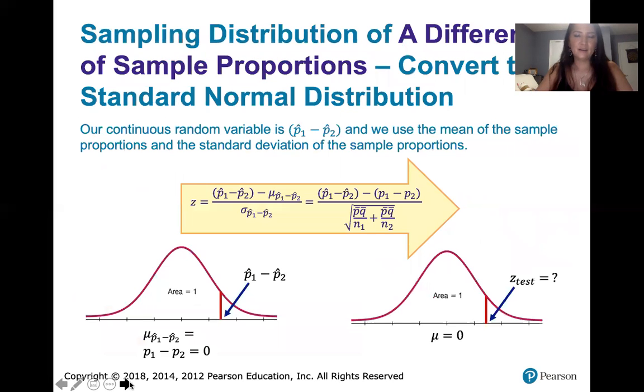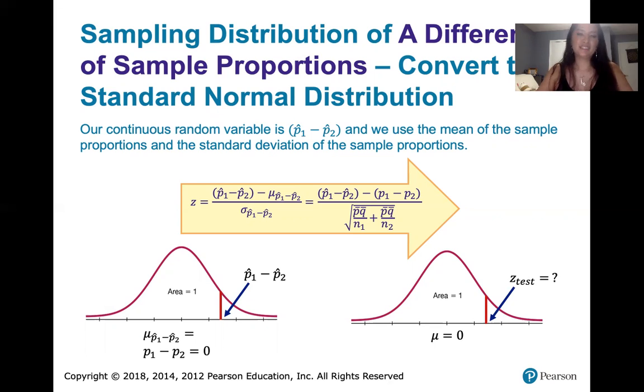Okay, so we're looking at this distribution of this difference between sample proportions over here. And then we're looking at this P1 hat minus P2 hat, and we're saying, is that significantly high or significantly low? In order to determine whether that P1 hat minus P2 hat is significantly high or significantly low, we're going to convert to the corresponding z-score.